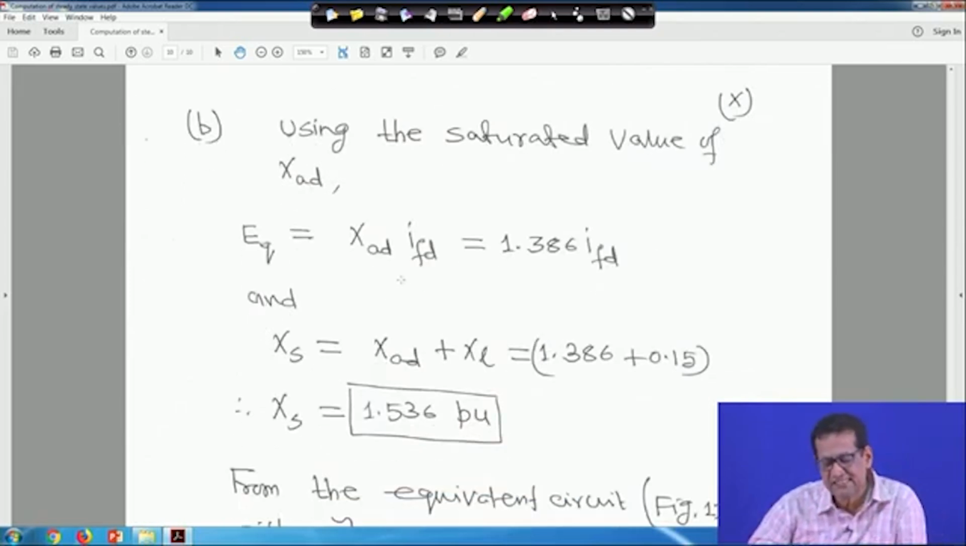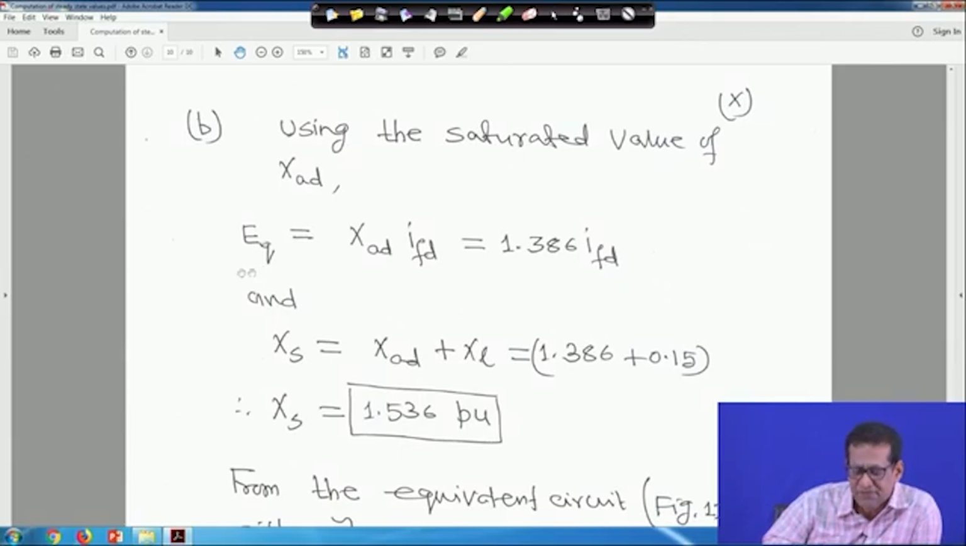is equal to J XAD IFD, but we are just thinking about the magnitude. Therefore, EQ is equal to XAD into IFD, that is 1.386 IFD, and XS will be XAD plus XL. So, XAD is 1.386 plus 0.15, that is XS is equal to 1.536 per unit, we call it the synchronous reactance.